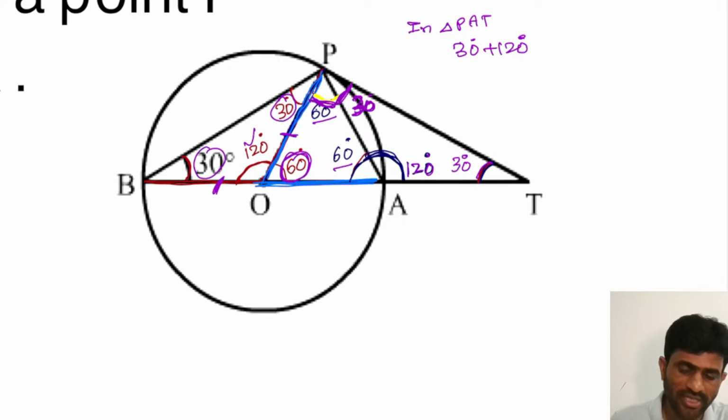And we know here the angle is 90 degrees. We already know this is 60, so this should be 30. And this total should be 180. This is already 60, so this should be 120. This is 30. This is 120. So this should be 30.